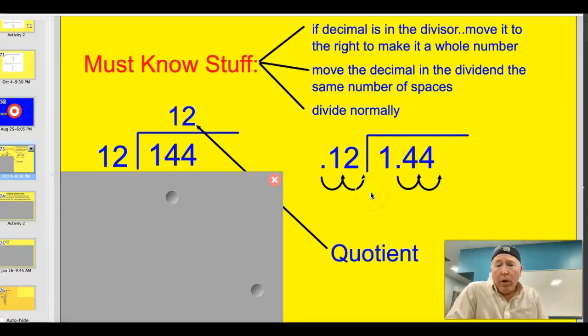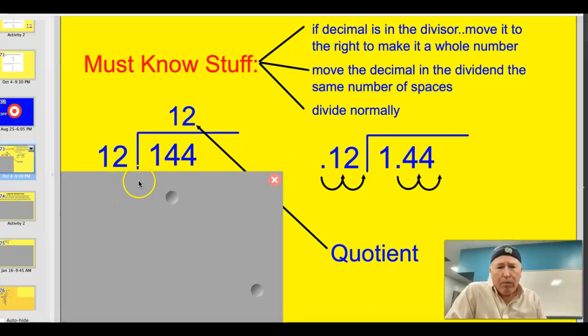So when you divide, you cannot have decimals out here in the divisor. You've got to get rid of them. So what you do is you just move the decimal two places. Really, you're just multiplying it by 100. And if you do that, you have to do the same thing on the inside. So what you do is you create a new problem. Instead of 0.12 going into 1.44, you have 12 going into 144. Let me say it the other way. Instead of having 1.44 divided by 0.12, you have 144 divided by 12.